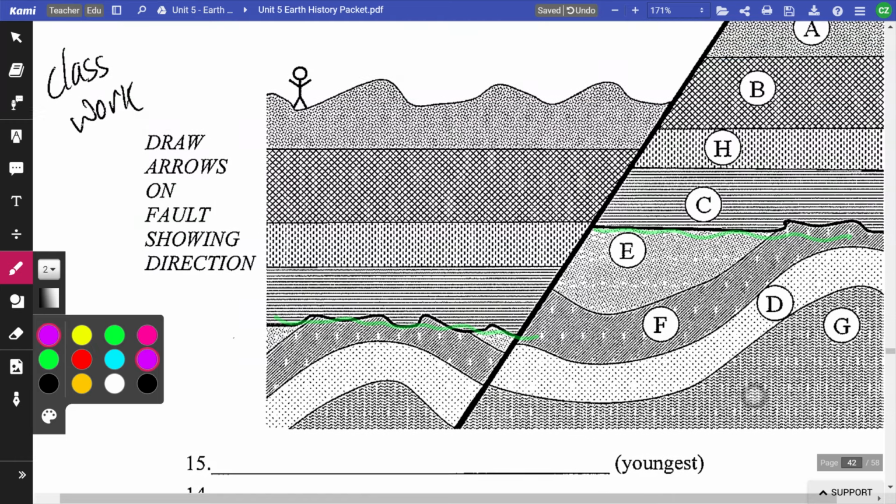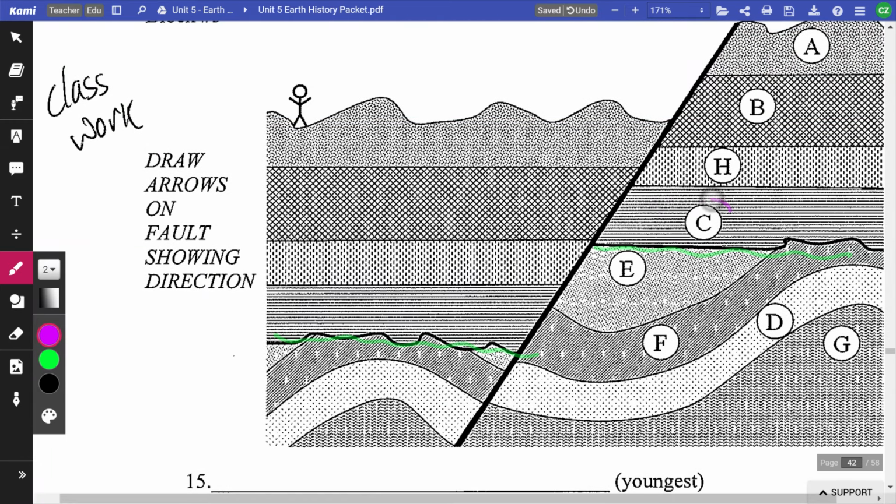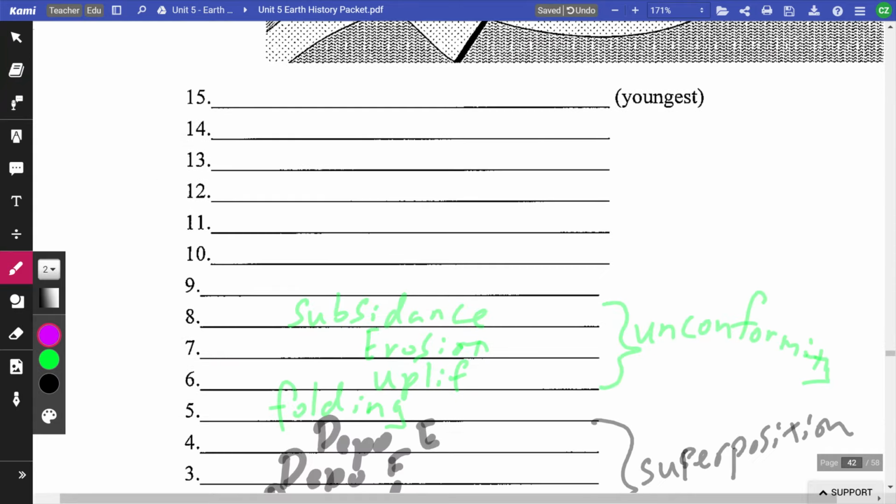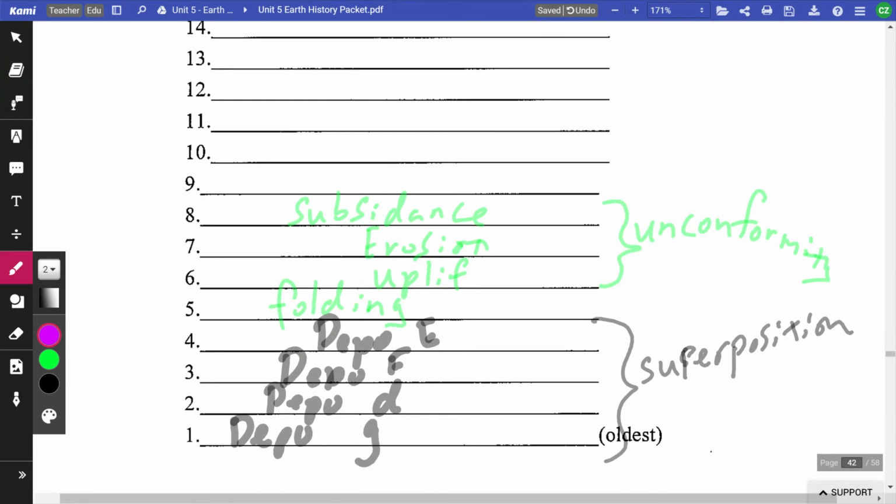So what happens after that? Well, it looks like we have layer C, then H, then B, then A. And you can relate them like this. There's C, H, B, and A also here. So it appears that that fault cut those 4 layers after they were laid down also.